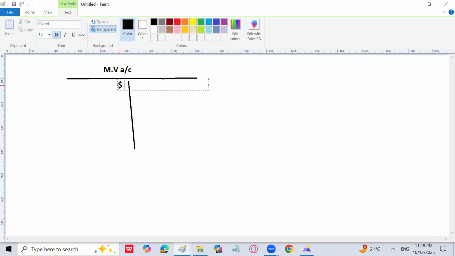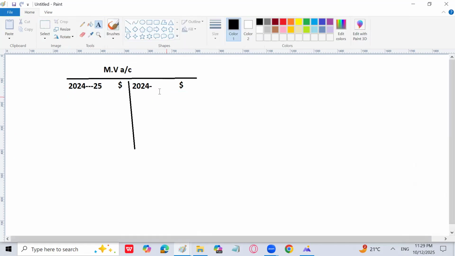It is debited with the cost of the asset purchased and credited with the cost of the asset sold. So this is going to be 2025, and again 2024 to 25. This is the financial year actually, which is given in the question.